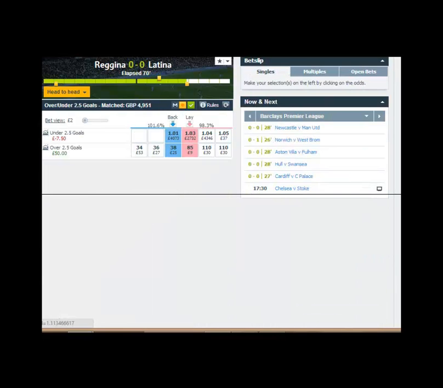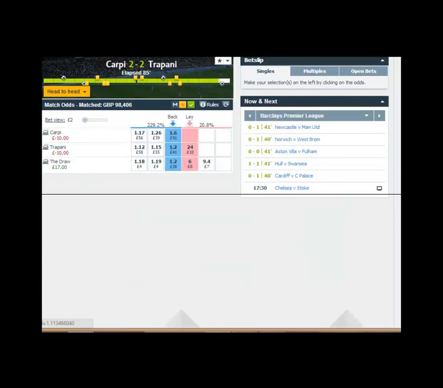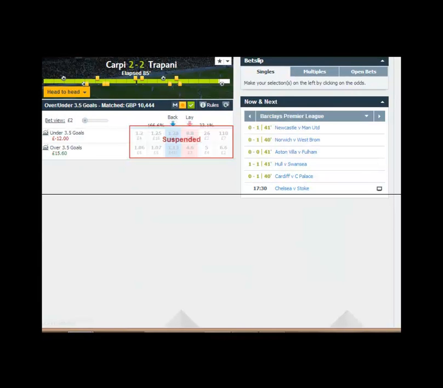Back over to the Regina Latina game. 70 minutes gone, still 0-0. I've exited that trade basically by hedging for £8 green on the correct score market, which will cover the liability of £8 on the under 2.5.